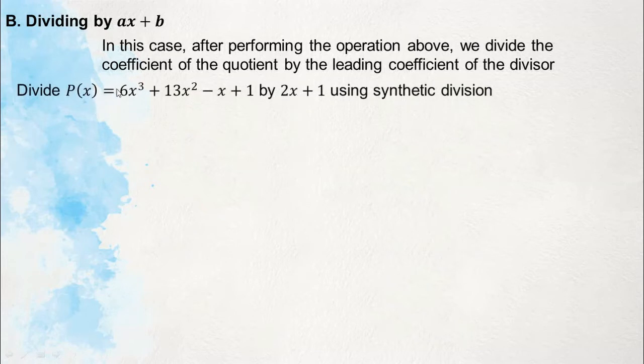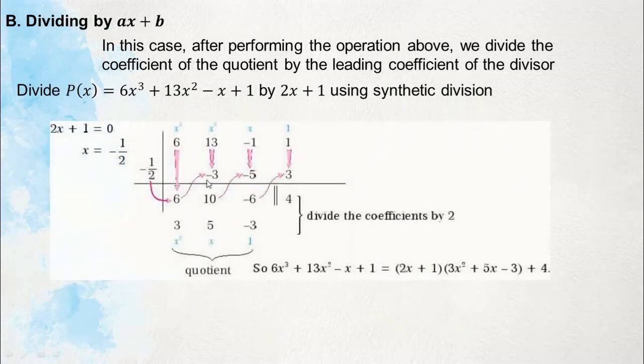Divide p(x) equals 6x power 3 plus 13x power 2 minus x plus 1 by 2x plus 1 using synthetic division or the Horner method. As always, you make the divisor equal 0, so you will get x equal minus half. And then you need to remember, when you put this in step 1, you need to make the degrees descending.